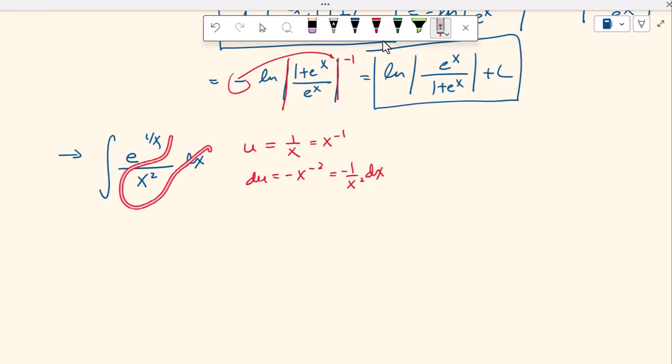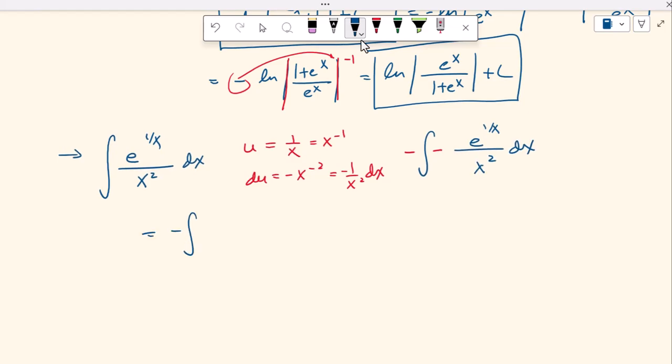That's this. Okay, so from here I can see that I'm missing the negative, so I multiply by a negative on the inside, compensate with a negative on the outside, and here we go. So I have negative on the outside now. So e to the 1 over x is e to the u, and then negative 1 over x squared dx is my du. So the integral of e to the u is e to the u. U is equal to 1 over x plus c, my constant of integration.